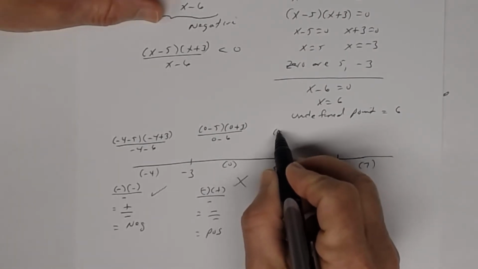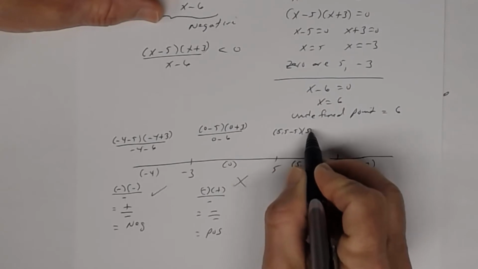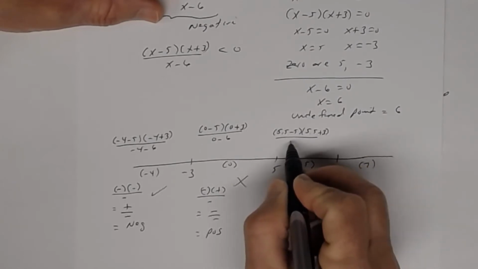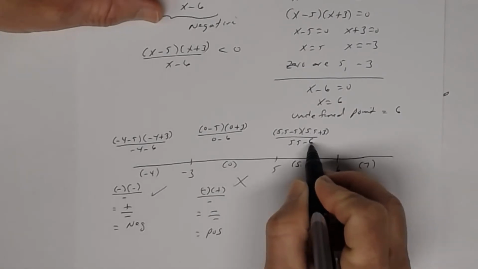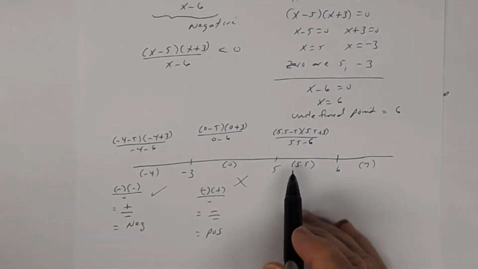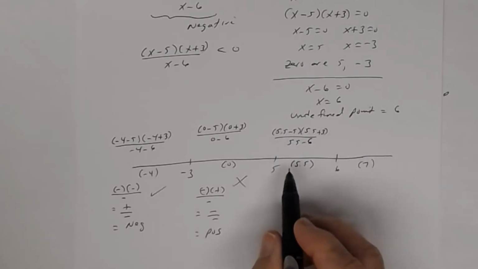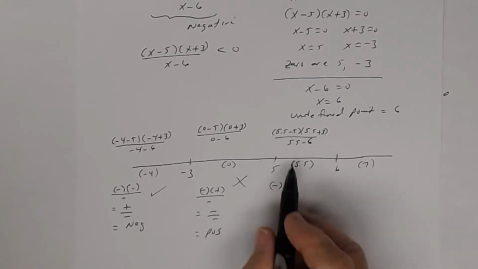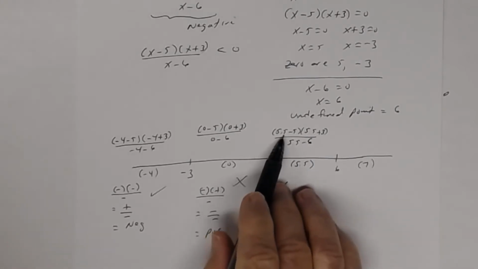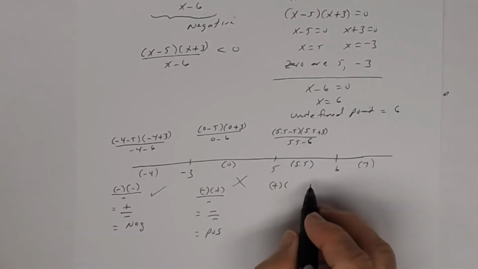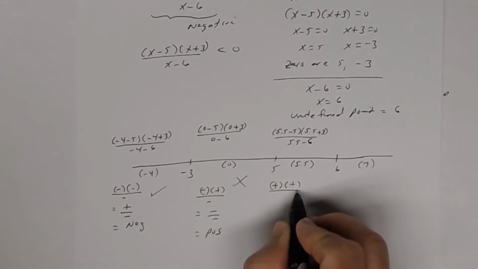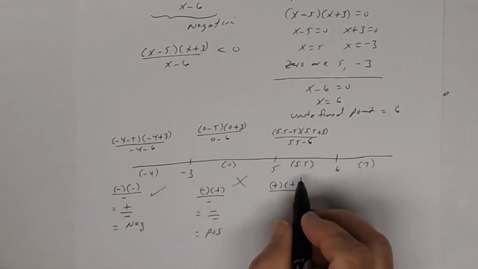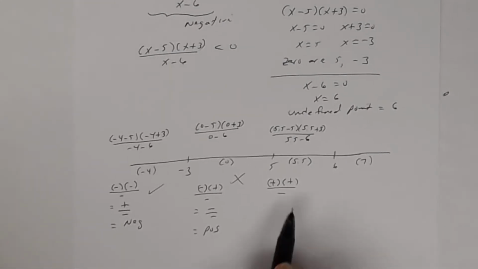Do the same thing. 5.5 minus 5 times 5.5 plus 3 divided by 5.5 minus 6. Okay? Now, very simple. It's not difficult at all. 5.5 minus 5 is a negative number. It's negative 1/2. I'm sorry, it's a positive number. It's positive 1/2, excuse me. Positive 1/2, right? 5.5 minus 5, positive 1/2. 5.5 plus 3 is 8.5, that's positive, divided by 5.5 minus 6, that is negative 1/2, so that's negative. A positive times a positive is a positive. A positive divided by negative is a negative.